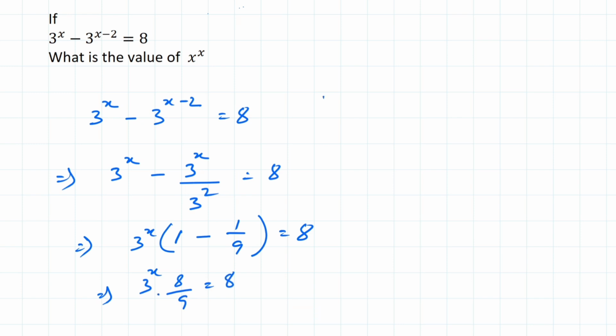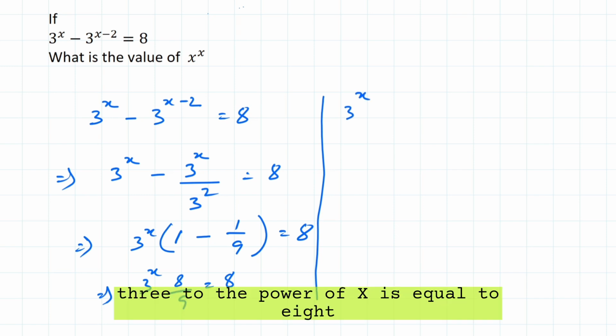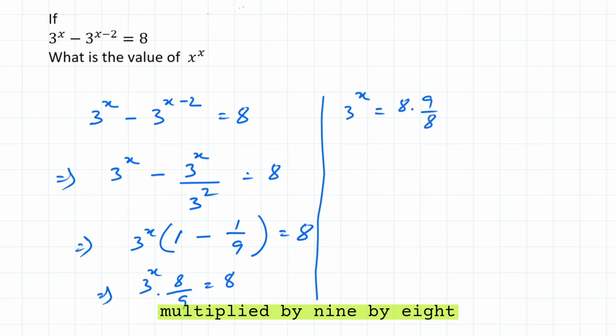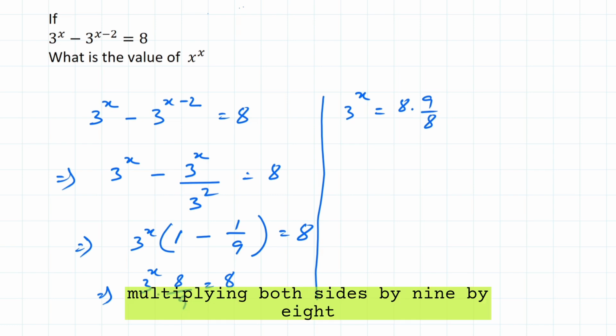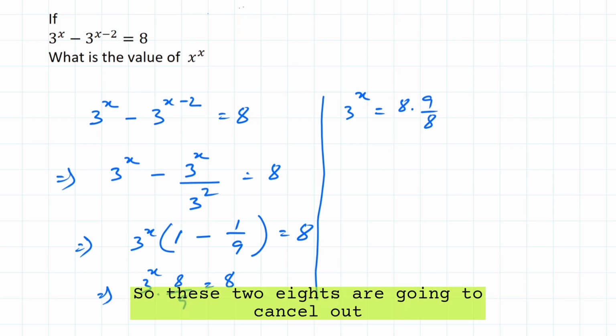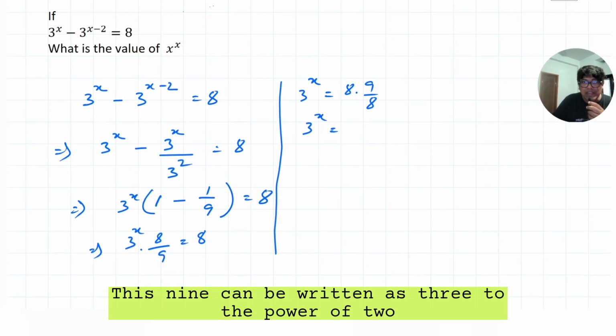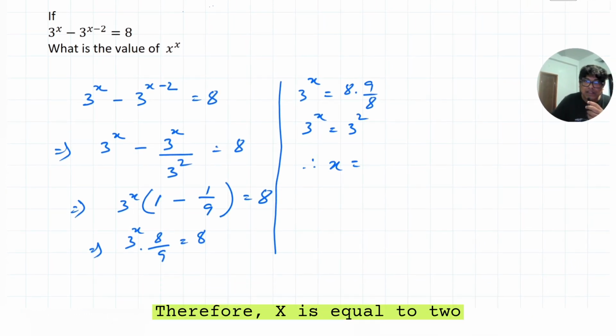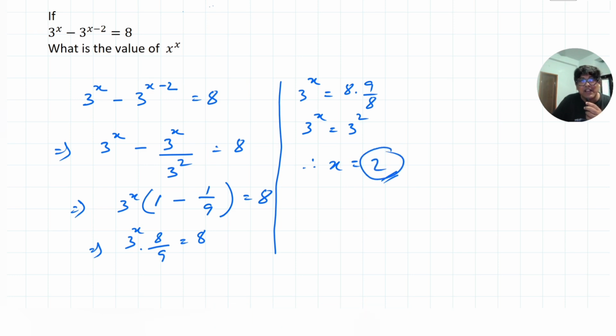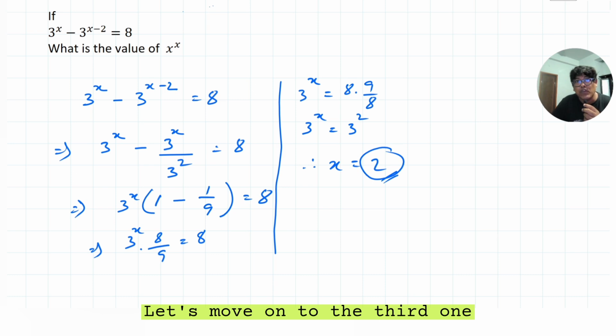So I can write here 3 to the power of x is equal to 8 multiplied by 9 by 8, multiplying both sides by 9 by 8. So these two 8s are going to cancel out. So I'm going to write 3 to the power x. This 9 can be written as 3 to the power of 2. Therefore, x is equal to 2. This is the answer. That's the second problem. Let's move on to the third one.